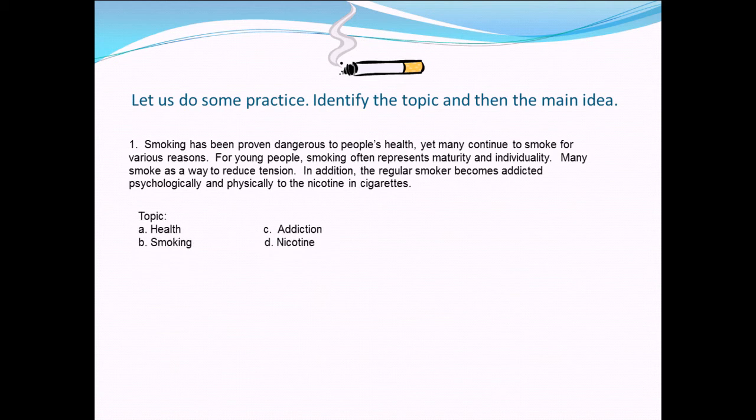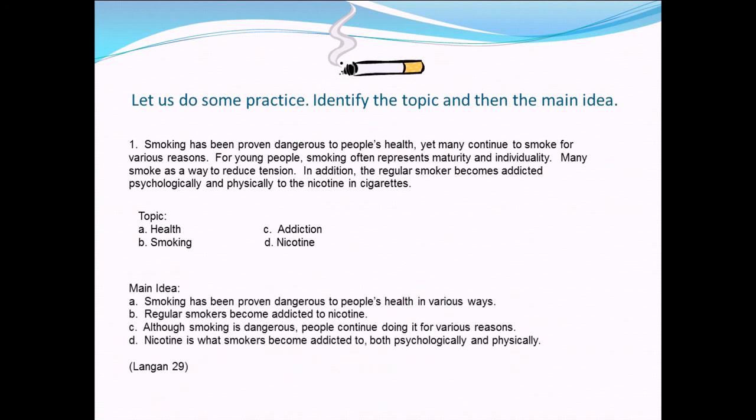Topic: A. Health. B. Smoking. C. Addiction. D. Nicotine. Main idea: A. Smoking has been proven dangerous to people's health in various ways. B. Regular smokers become addicted to nicotine. C. Although smoking is dangerous, people continue doing it for various reasons. D. Nicotine is what smokers become addicted to, both psychologically and physically.